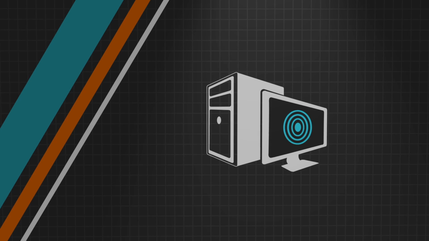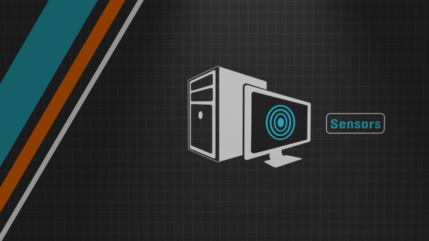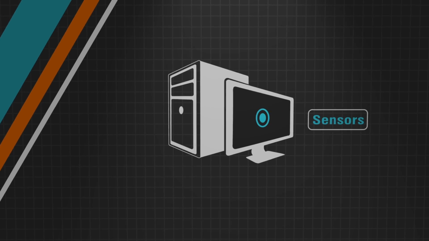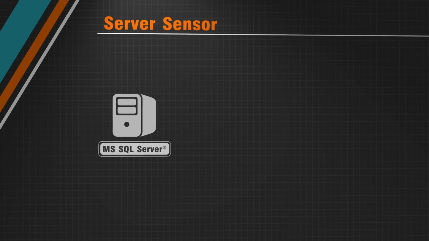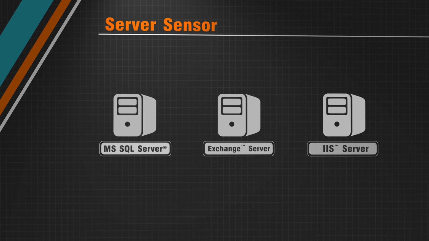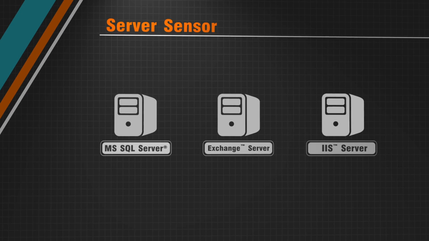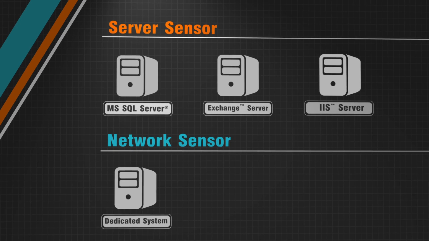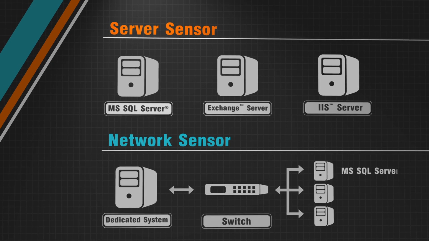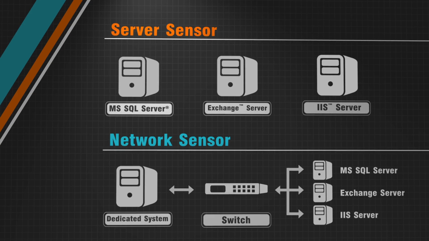So how does QoE get this data? By installing sensors on Windows-based systems, we are able to capture packet-level data across your environment. Sensors come in two flavors: the server sensor that is installed on a server involved in a transaction, for example, directly on your Exchange server, and also the network sensor, which is installed on a dedicated system attached to a tap or mirror port. Both sensors may be deployed directly from the settings grid.